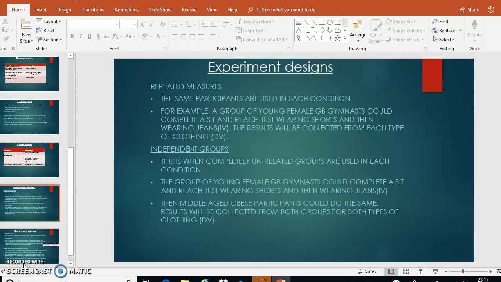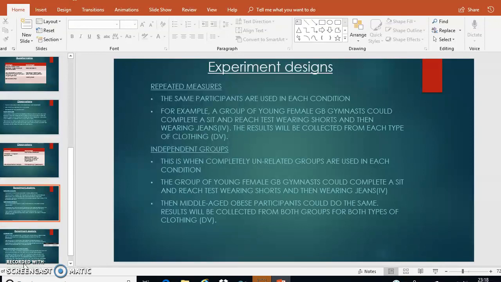Moving on, so there are a number of different experiment designs. So firstly, there are repeated measures. So this is when the same participants are used in each condition. For example, a group of young female Great British gymnasts could complete a sit and reach test wearing shorts and then wearing jeans. So this is the independent variable, because they're wearing different types of clothing. And the results will be collected from each type of clothing. So this is the dependent variable. This is what's being measured.